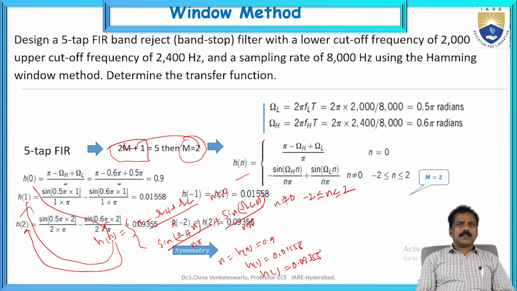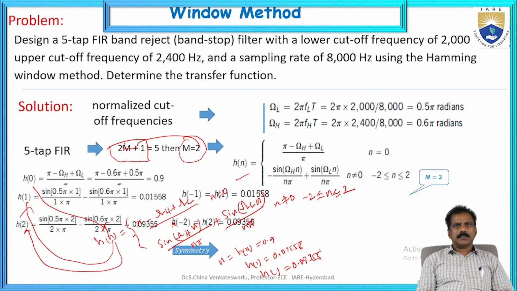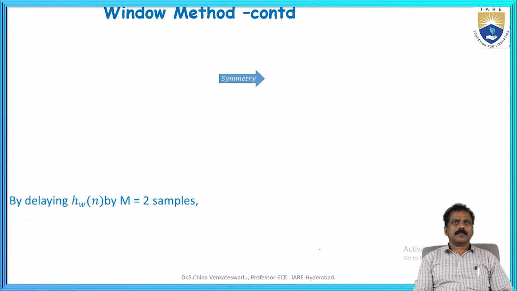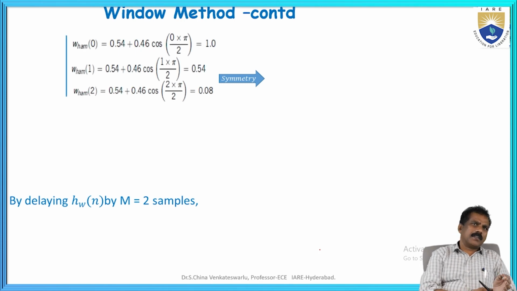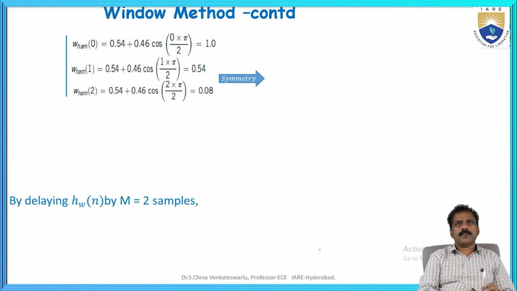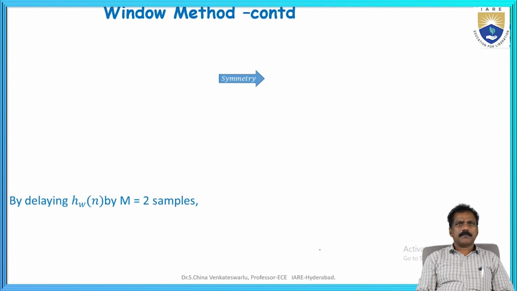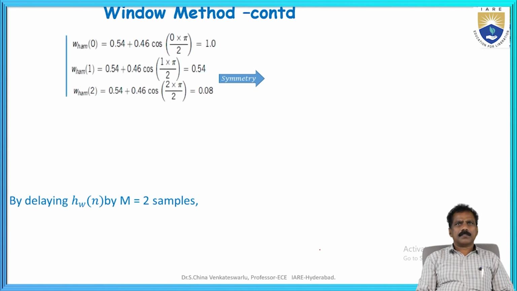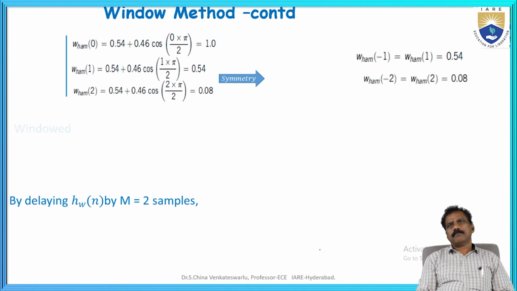Like this, we measure h of minus 2 as well, and finally we should normalize the cutoff frequencies, so we verify the normalized cutoff frequency values. Among the window methods, the popular one is the Hamming window. For the Hamming window: w of 0 is 1.0, w of 1 is 0.54, w of 2 is 0.08. It is symmetric, so w of minus 1 is 0.54 and w of minus 2 is 0.08.